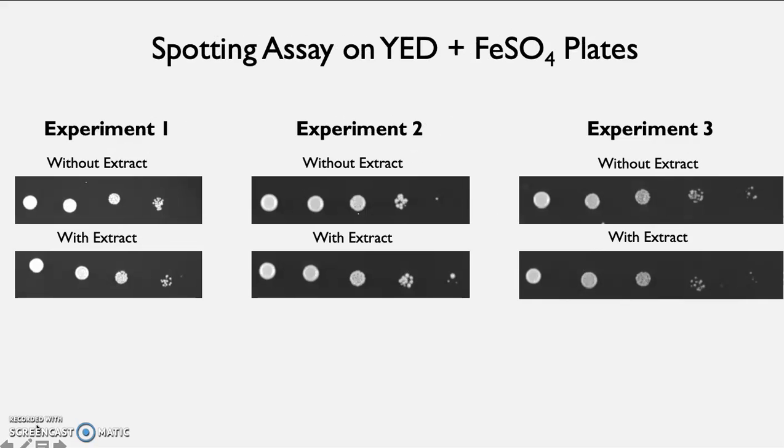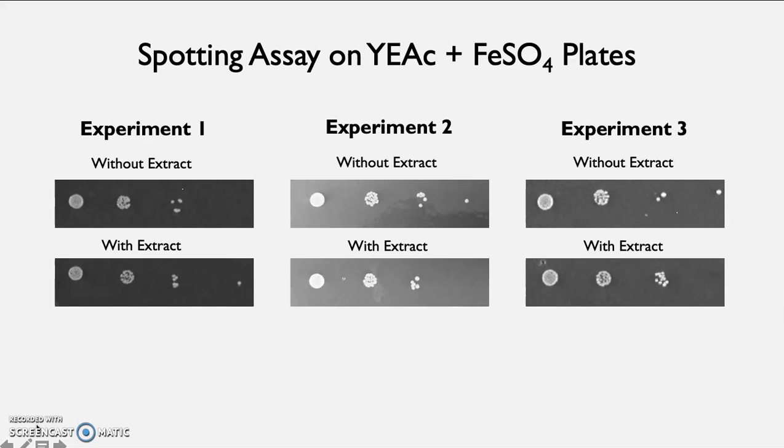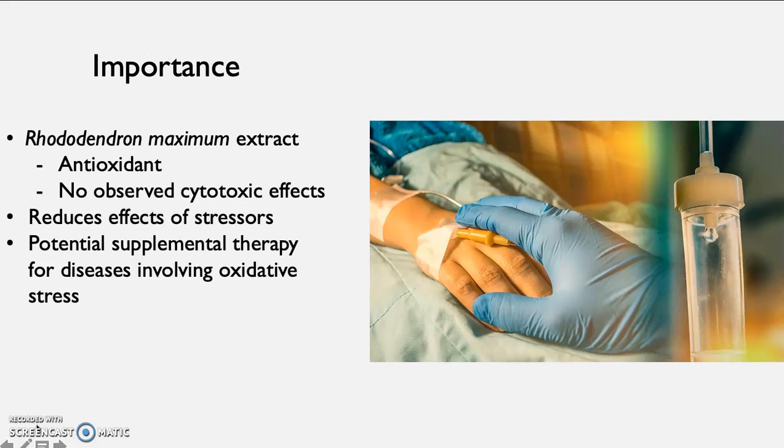Next, I did the iron sulfate oxidative test with the spotting assay and YED. As you can see, there's no real difference again, so you can write that one off. And then this one is the iron oxidative stress test with acetate in the spotting assay. There are slight differences, but still within the range of ordinary, so you can't really say anything was going on there.